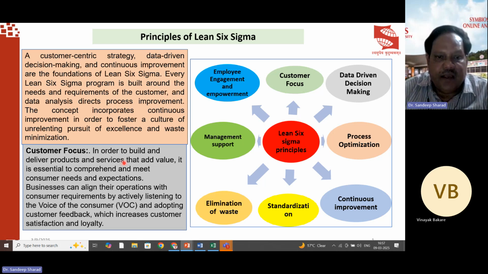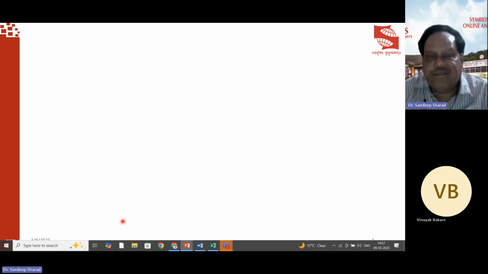Customer focus: in order to build and deliver products and services that add value, it is essential to cooperate to meet customer needs and expectations. Businesses can align their operations with customer requirements by actively listening to the voice of the customer and adopting customer feedback, which increases customer satisfaction and loyalty.